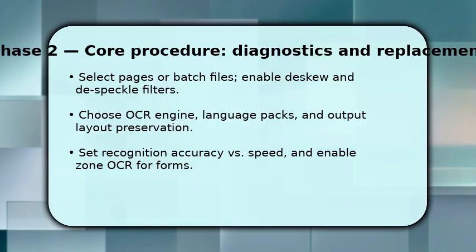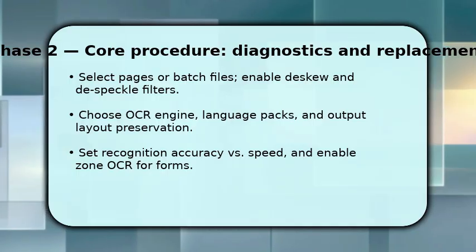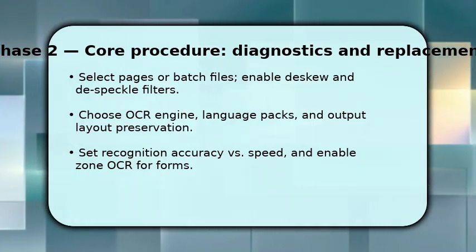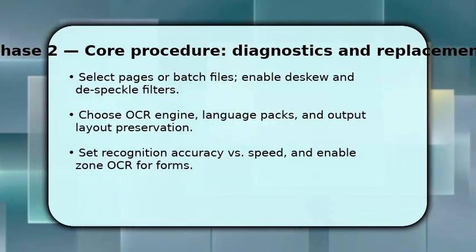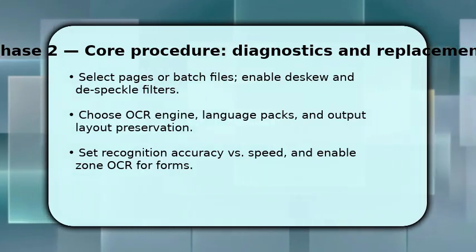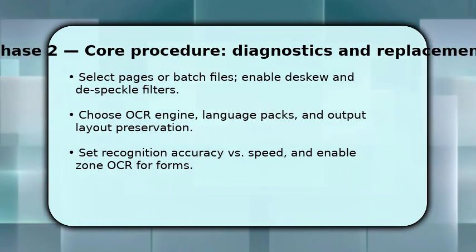If your PDF contains tables or forms, use Zone OCR or table detection so layout is preserved. Choose the right engine and language pack, then adjust accuracy versus speed. For bulk jobs, batch processing with multiprocessing saves time. Once the test looks good, apply settings to the full batch and monitor progress.